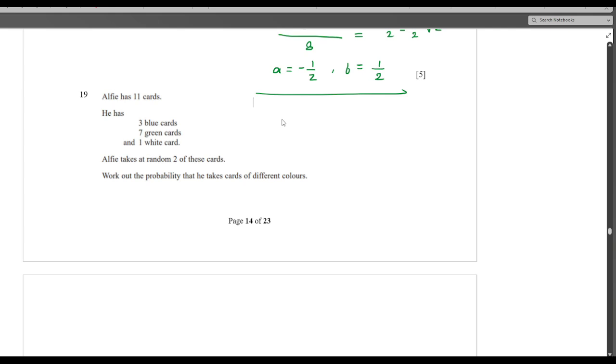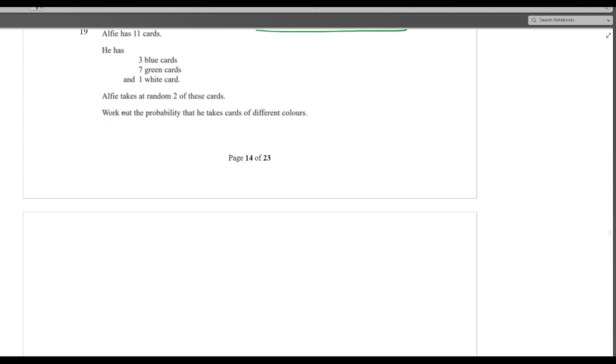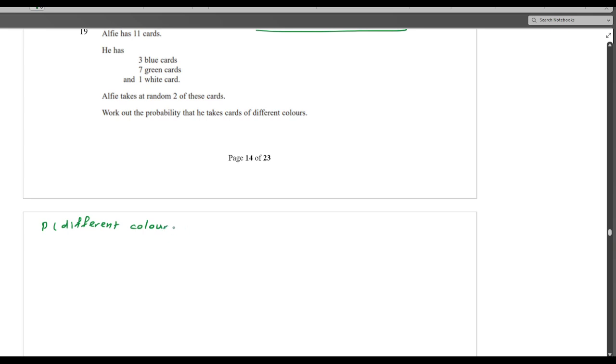L5 has 11 cards. He has 3 blue cards, 7 green cards and 1 white card. L5 takes at random 2 of these cards. Work out the probability that he takes cards of different colors. So the possibility of cards of different color is the same as 1 minus possibility of same color. So your possibility of different color is the same as 1 minus possibility of same color.